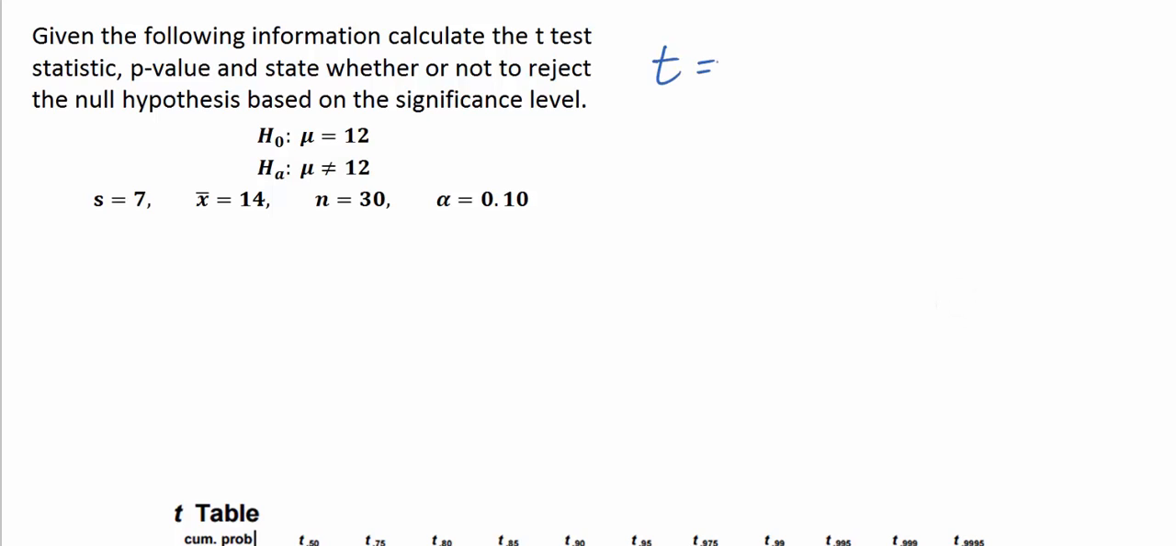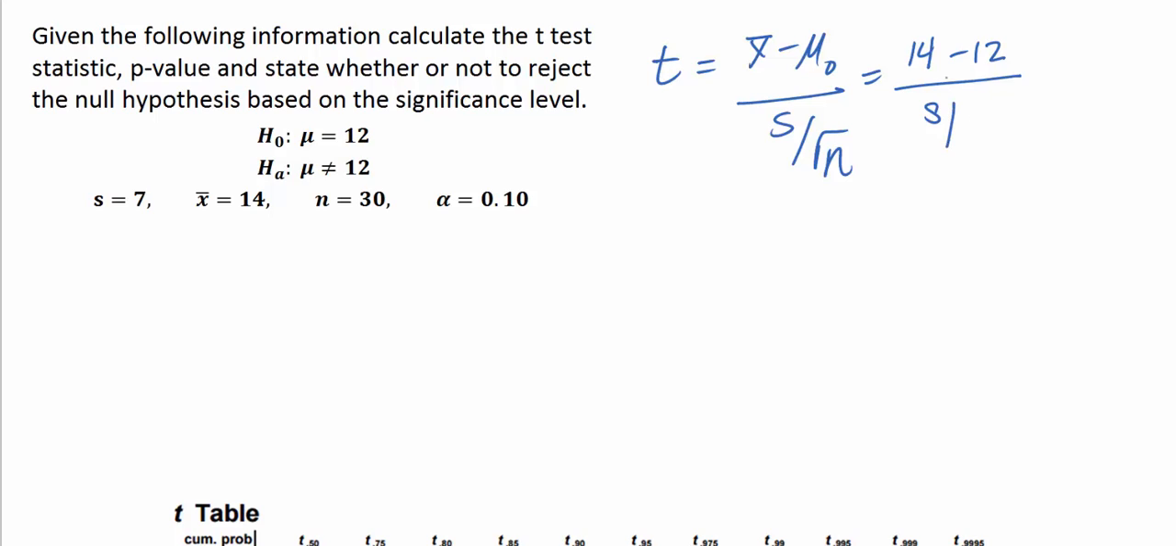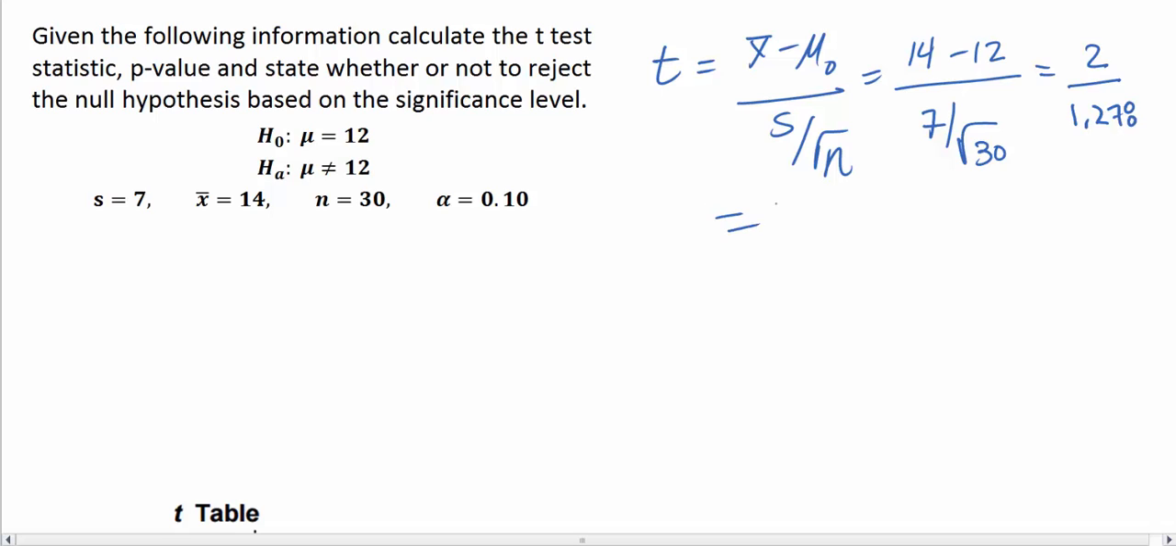So t will be equal to x bar minus mu naught all over s over the square root of n. This is equal to 14 minus 12 divided by 7 over the square root of 30. This will be equal to 2 over 1.278. This means our t-test statistic is equal to 1.564. So once we calculate the test statistic, we should get our p-value.